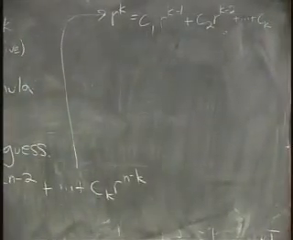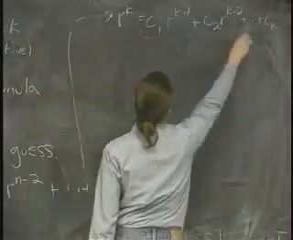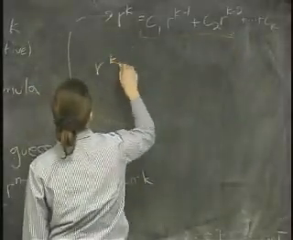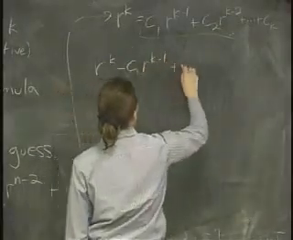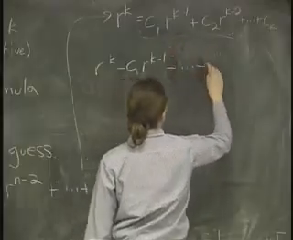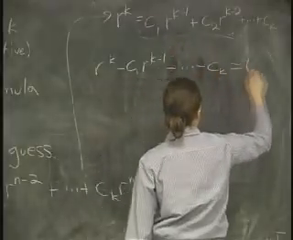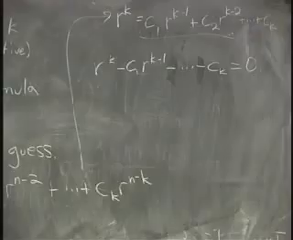So I get this equation in r. I bring all this over to the other side, and I get r to the k minus c1 r to the k minus 1 minus, and so on, minus ck equals 0. And so what I end up with is that r must be a root of this polynomial, which comes from here.